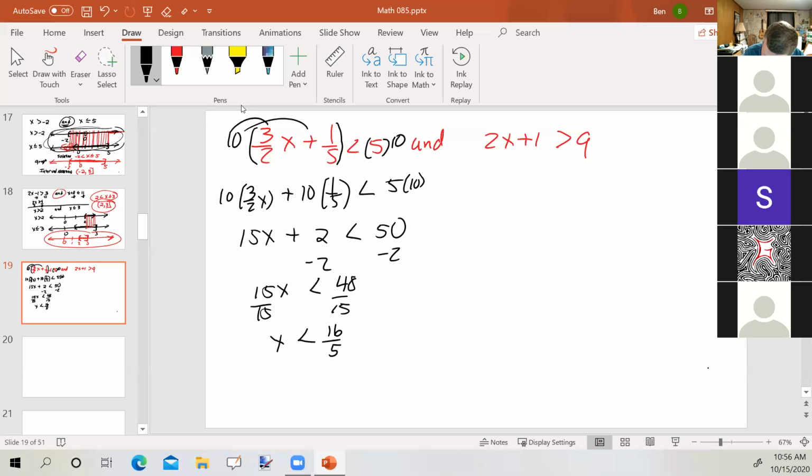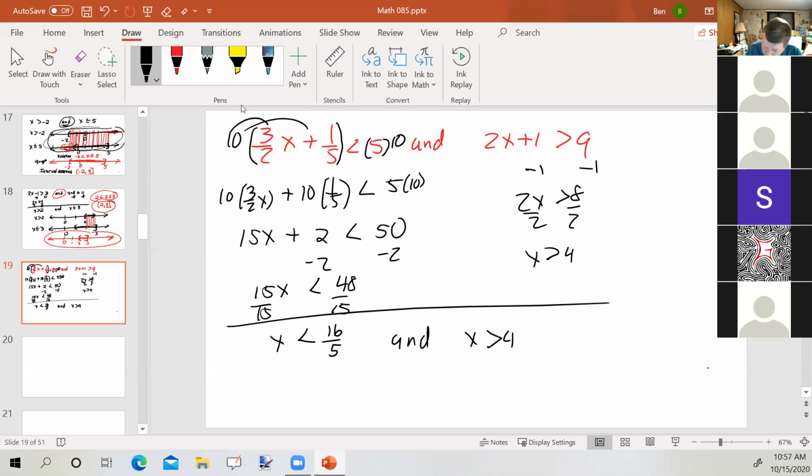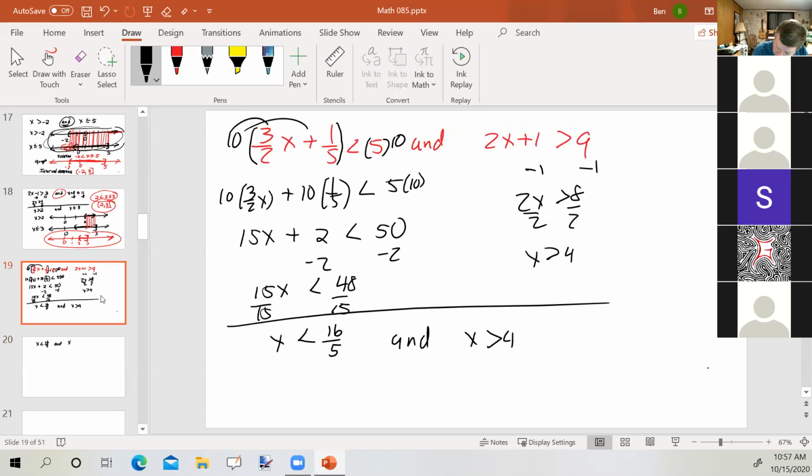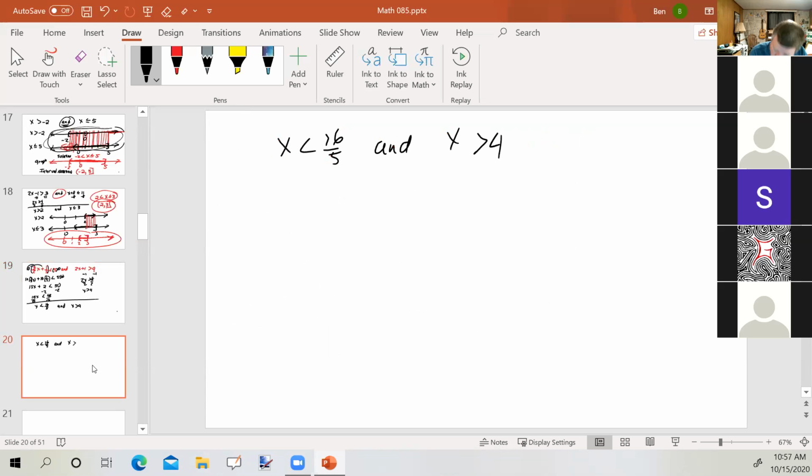Okay, let's take the second one. Subtract 1, 2x greater than 8, divide by 2, x greater than 4. So I'll bring that down here. So that's what I'm going to deal with right there. I'm actually going to take that and recopy it on the next page. So I've got x less than 16/5 and x greater than 4. Okay, I want to find the intersection.